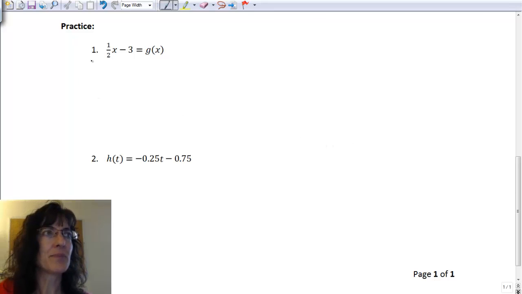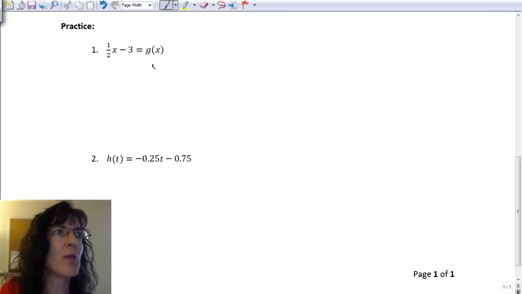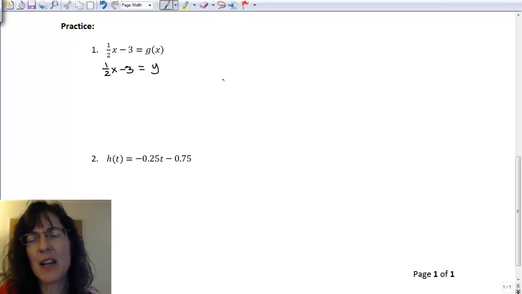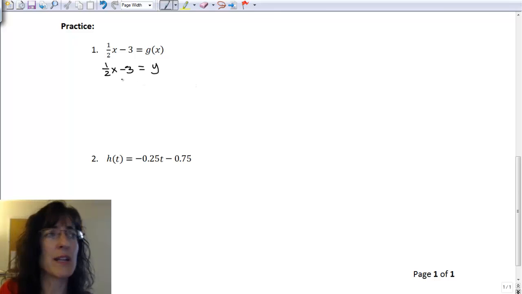Number 1. 1/2 x minus 3 equals g of x. So it's in function form, but it's backwards. So we can rewrite it. We have y equals 1/2 x minus 3, but that's not in the usual form that we like to see for lines that we're going to graph.